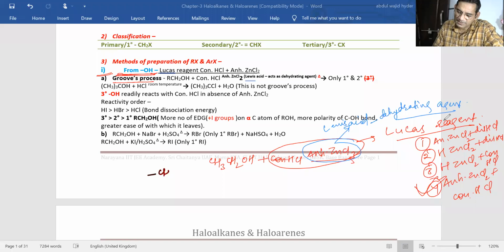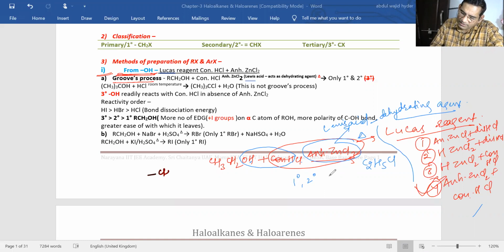Now see, on heating, what will you get? This H will combine with OH to form H2O, and Cl will be there in place of OH. What will you get? C2H5Cl. 1 and 2 degree haloalkanes can be formed, but 3 degree will never react. 1 degree and 2 degree alcohols will react with concentrated HCl and anhydrous zinc chloride, but tertiary alcohol will never react with anhydrous zinc chloride plus concentrated HCl. So that reaction will never be possible.